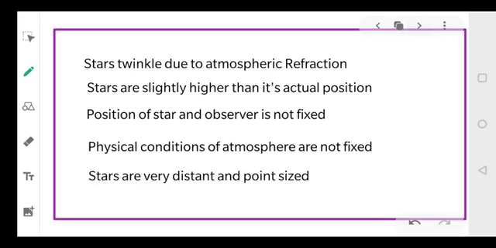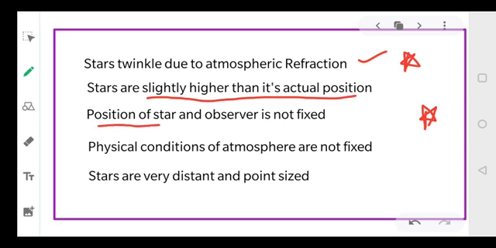Now let's summarize, why do stars twinkle? So stars twinkle because of atmospheric refraction. Now because of this phenomena, the stars are slightly higher than its actual position, right? Stars are actually not very high in the sky, they are here, but they appear higher because of the atmospheric refraction. The position of the star is not fixed.